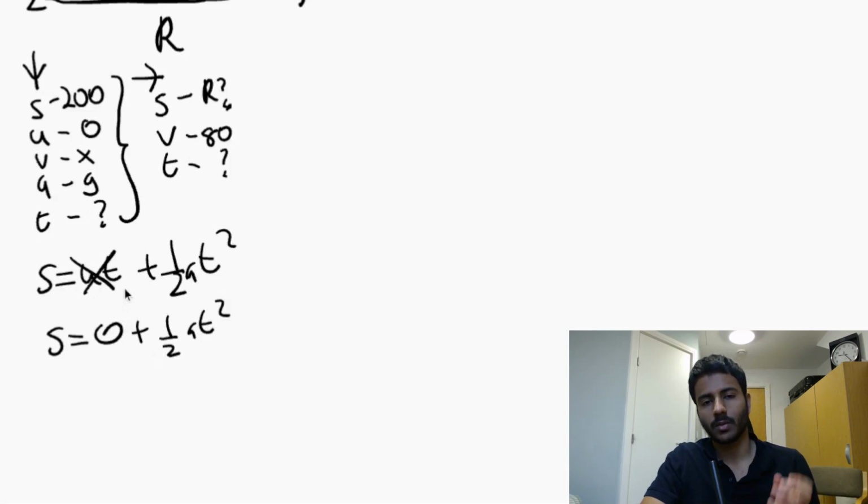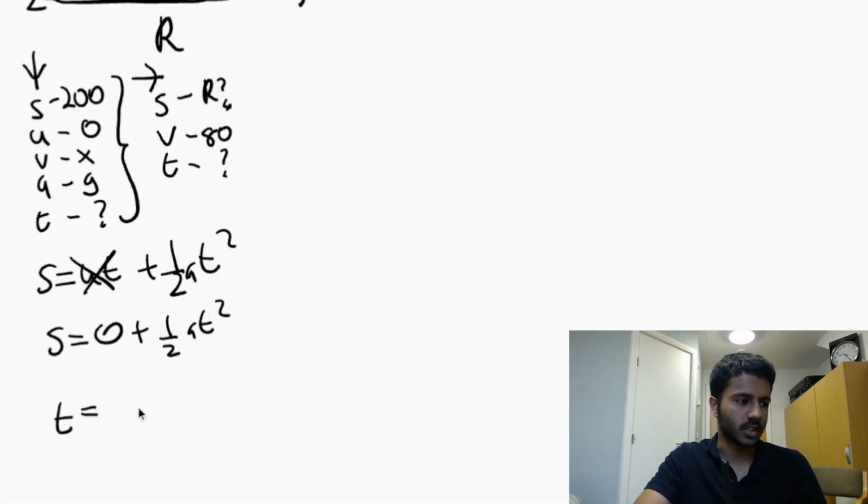Now sometimes there'll be questions where it's not dropped with an initial velocity of 0, so you will have to consider this ut. In those questions, you cannot just eliminate ut like we're doing here. But because we know that the initial vertical velocity is 0, we can just cross it out. We want to know what time is, so if you rearrange this equation, you get time is equal to the square root of 2s over a. So you're multiplying by 2, dividing by a, and then square rooting.